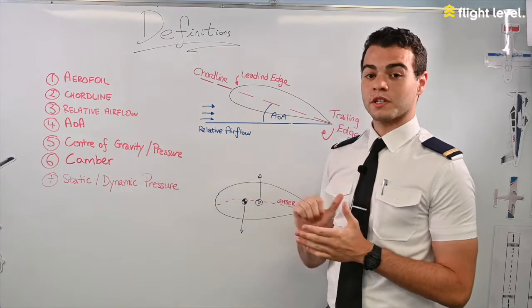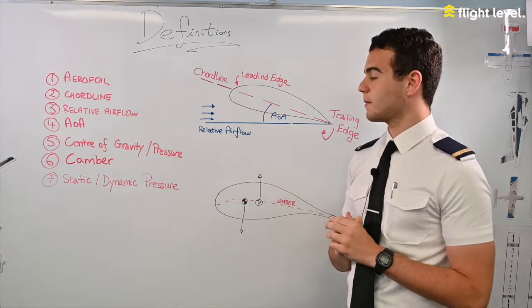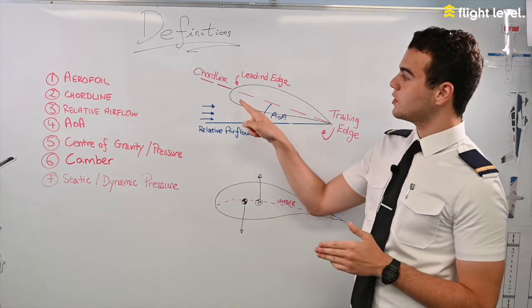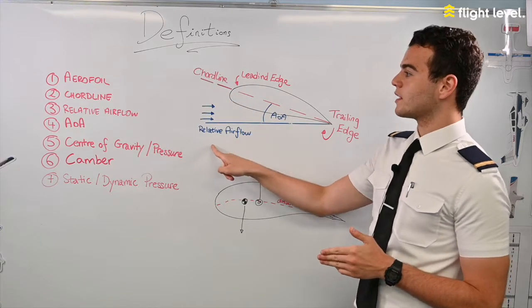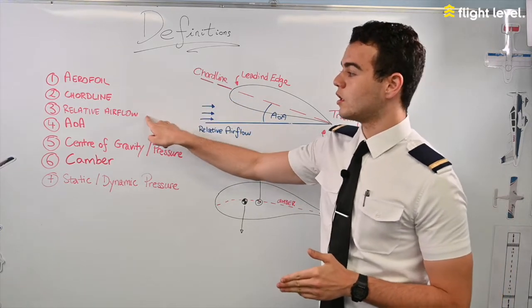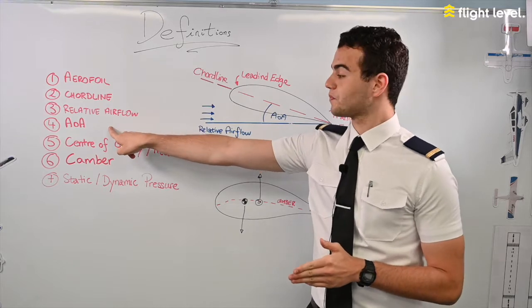So that brings me to my next definition, angle of attack. So the angle of attack is the angle between our chord line and our relative airflow. So joining these two, we get our angle of attack.